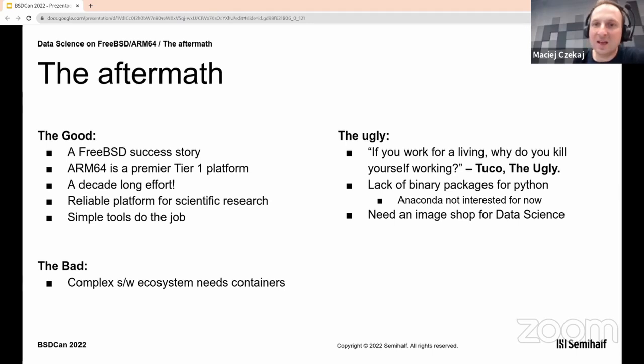And if more people become Python users or data science users on FreeBSD, we can hope that Anaconda would make a move and start supporting it, provided that they already support macOS. So they're not Linux only, they also have it on Windows, so they should be multi-platform by default. And we need to look for some decent images that provide all those data science software stacks, because I feel sorry for anybody trying to repeat my adventure when it comes to this Python issue, actually.